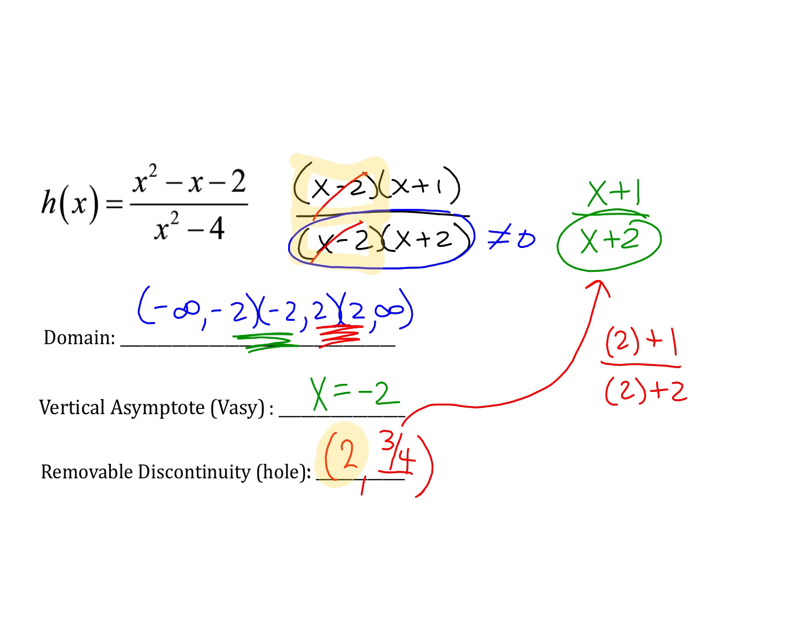Now, if I really wanted to, I could find the x-intercept here by plugging it in, or setting that top part equal to 0, but it's not asking for it, so I won't. Our removable discontinuity is 2 comma something. To figure out that something, we're going to plug in 2 for x. So 2 plus 1 over 2 plus 2, we get 3 over 4.